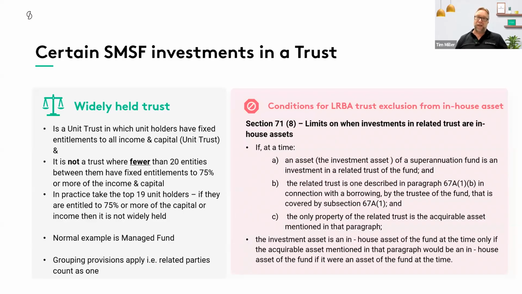So our holding trust, even though it's a trust effectively in title only, the exclusion was built into the legislation that if you've got an asset subject to Section 67A and 67B, then the trust is not a related trust, so it's not restricted to that 5%, unless what you bought under the LRBA arrangement is an in-house asset. Otherwise it's not going to be an in-house asset.